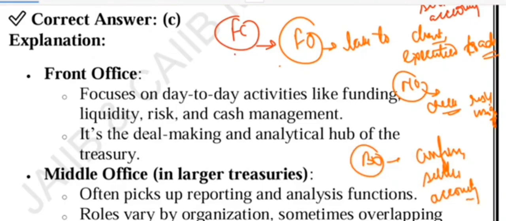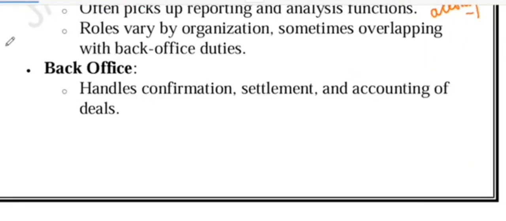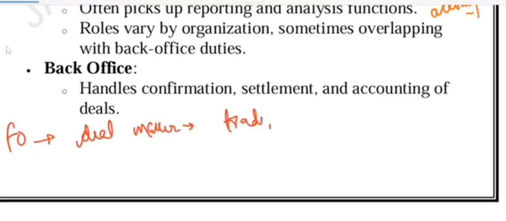So what we learned from this discussion is that whenever you see this word front office, just remember they are the deal maker. So let me write it down. FO, they are the deal maker. Okay. They execute the trade. Trade execution is done. They manage the risk. Okay. And they manage the liquidity also.